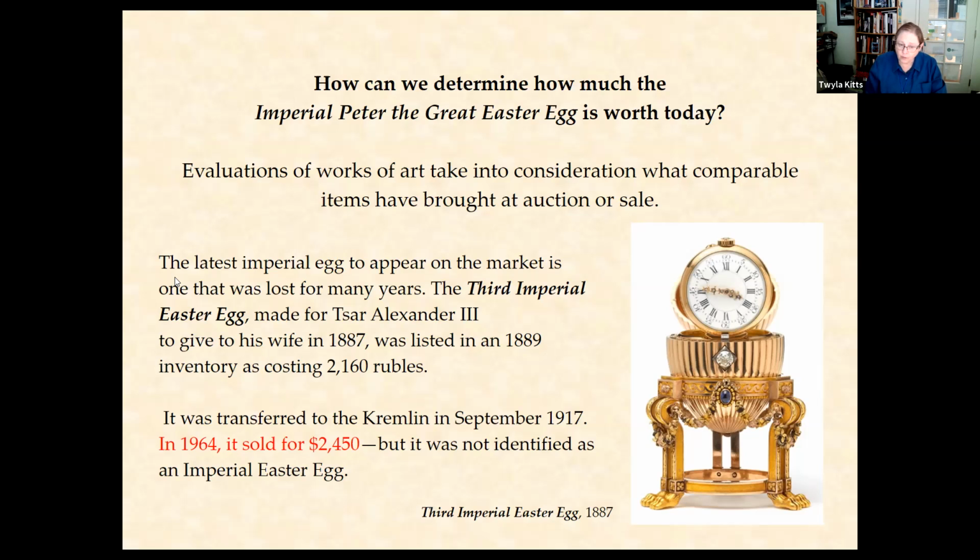So in 1964, it sold for $2,450, but nobody knew that it was an imperial Easter egg, and that would have made all the difference. So it kind of disappears from sight. And then a gentleman who actually deals in scrap metal, someplace in the middle of the United States, is wandering around in a secondhand store, and he sees this gold clock. And he thinks that he can probably sell the gold for quite a lot of money.